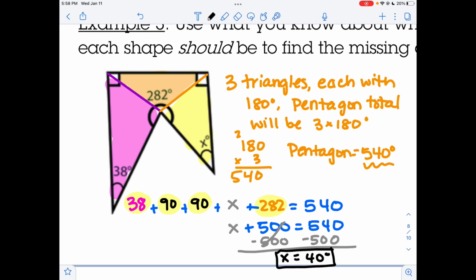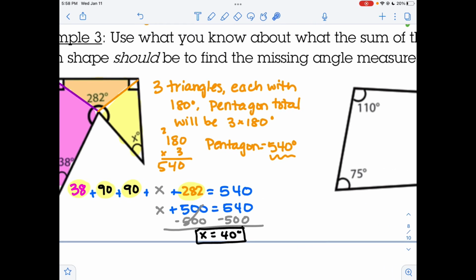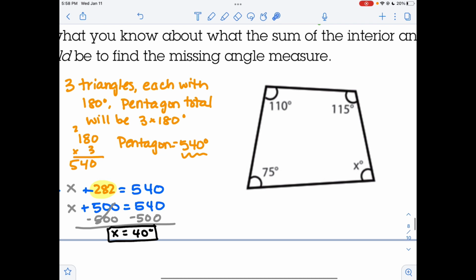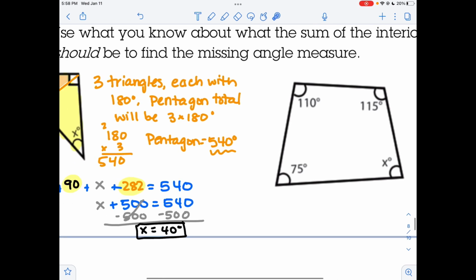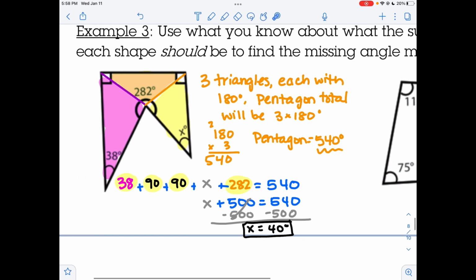You can see how closely our process matches with our triangle problems. We just have a bigger number, and that number could change based on the shape that you're working on. Any pentagon would be 540. But when we look at our next example, it's a quadrilateral, 4 sides instead of 5. So we're not going to have 540 anymore. It'll be a different total. But the rest of our process was the same. Find out all the angles you know, subtract those off from the total, and you're left with whatever the missing one was.